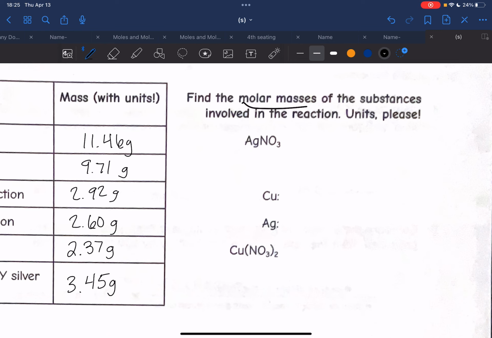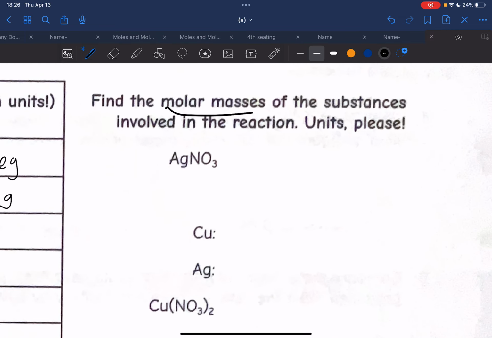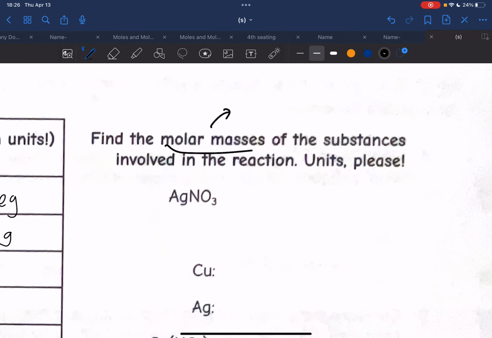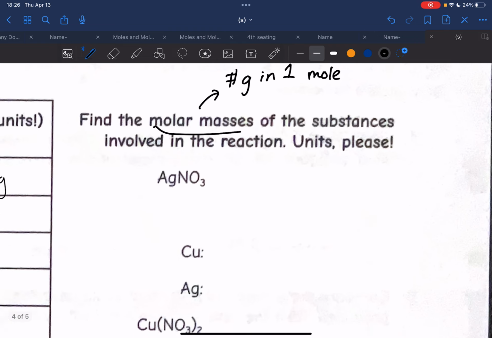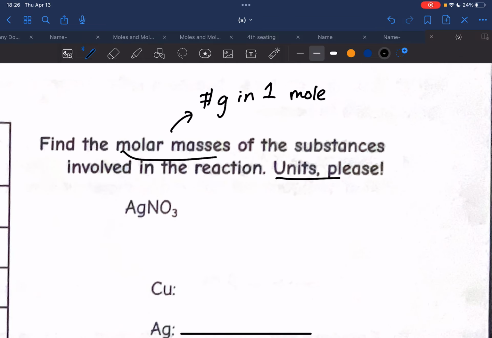First thing, we need to find the molar masses of the substances that we used or were involved in this reaction. Remember the way we find molar mass? Molar mass, again, is the number of grams in 1 mole. The unit for molar mass is grams per mole. That's how we write that out. The way we find it is by looking at our periodic table and adding up the atomic masses of all of the different atoms in the compound.